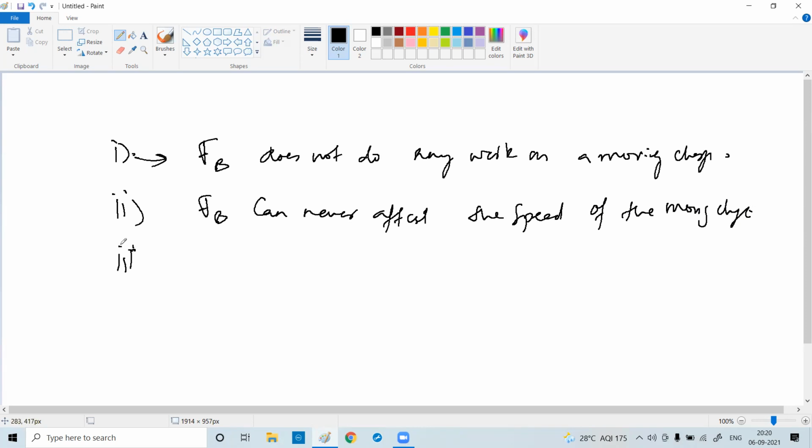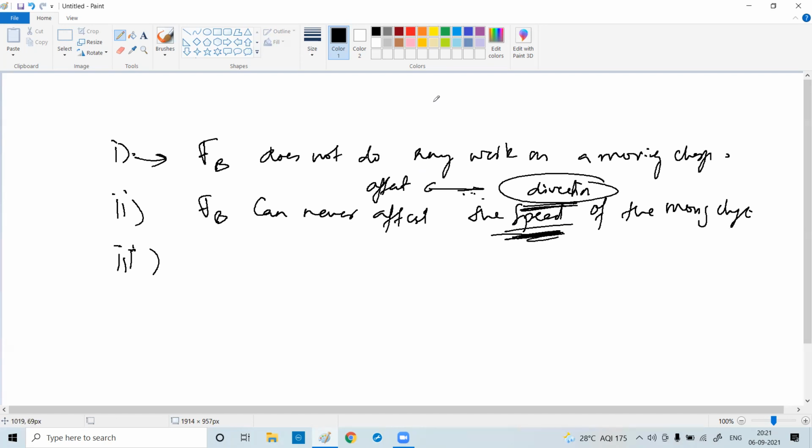So what will it affect? If not speed, then what will it affect? Direction. Clear? It will affect the direction, not the speed. Speed will not be affected. Only the direction will be affected. Is it clear?